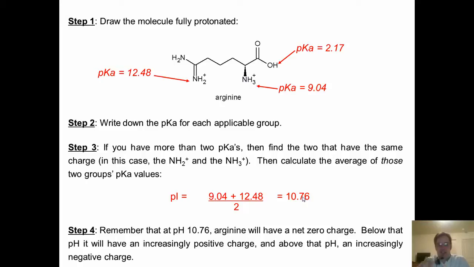What that means is that arginine at pH 10.76 will exist in a state that has a net 0 charge. Below that pH, we start to protonate stuff, including this OH, so we see our molecule become more and more positively charged. Above that pH, we start to deprotonate, and it starts to have an increasingly negative charge.